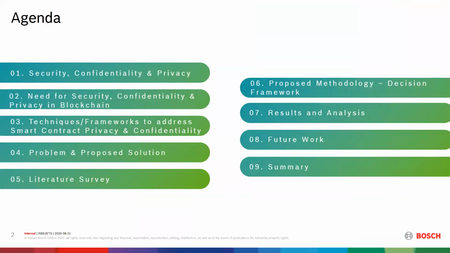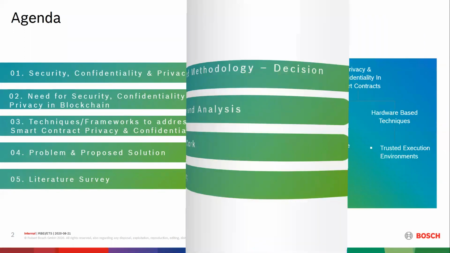The agenda for today's presentation includes a brief introduction on security, confidentiality and privacy, the need for security, confidentiality and privacy in blockchain, techniques and frameworks to address smart contract privacy and confidentiality, problem statement and proposed solution, literature survey, our proposed methodology, which is a decision framework, results and analysis, future work, and summary.